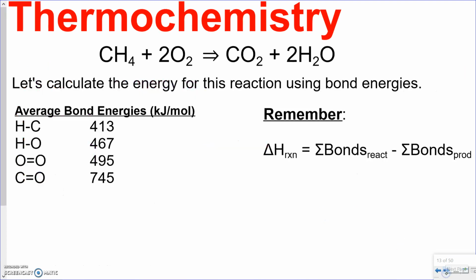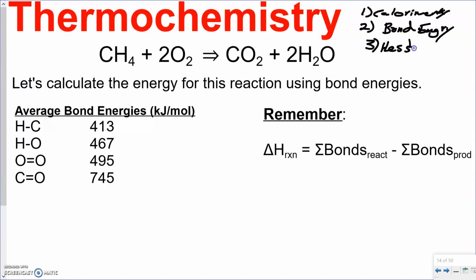Okay, let's keep looking. We can use bond energies to calculate enthalpy. Up to this point, there are going to be several ways we look at how to calculate enthalpy. The first way we've already looked at is calorimetry. The second way we're going to be looking at is bond energies. Then we'll look at the third way, which is going to be Hess's law, in a later video. And yes, Hess's law is an S apostrophe S. It's kind of annoying, but that's the way it's written. Anyways, going through bond energy.